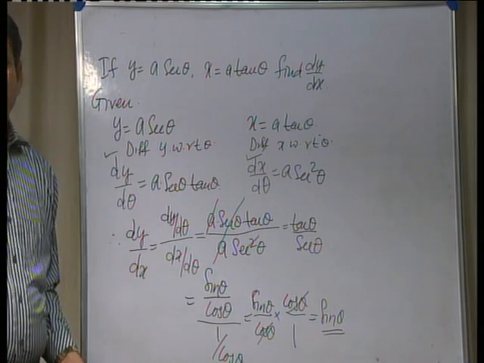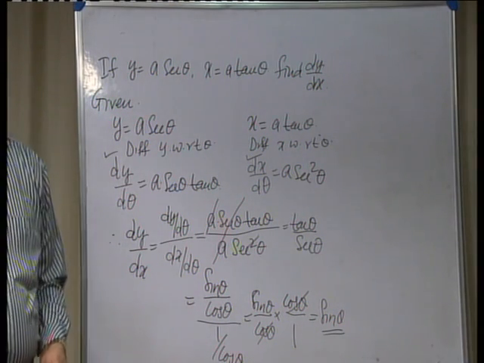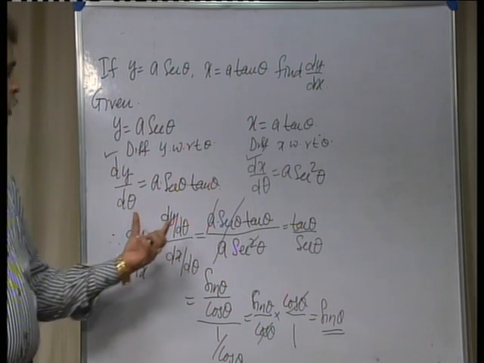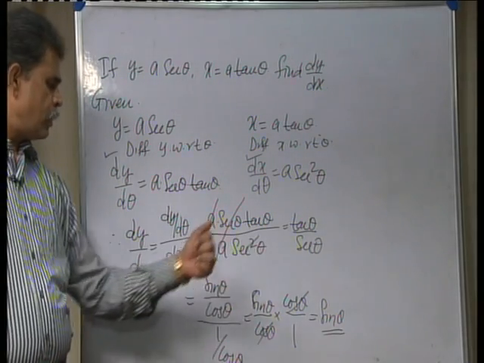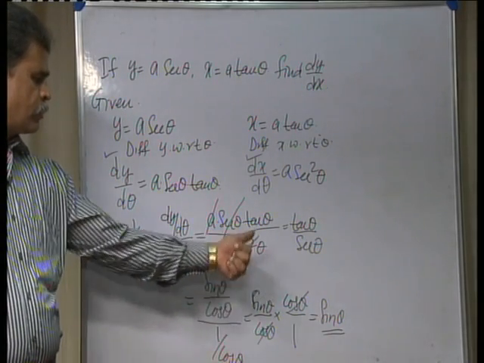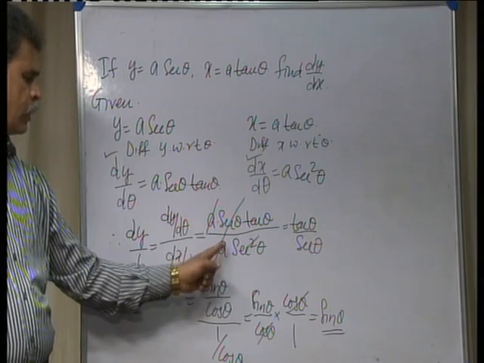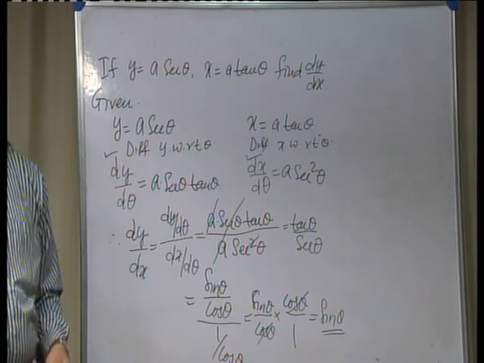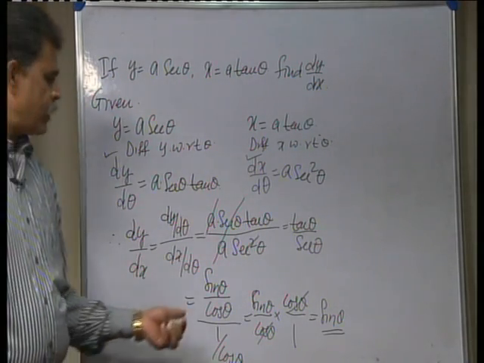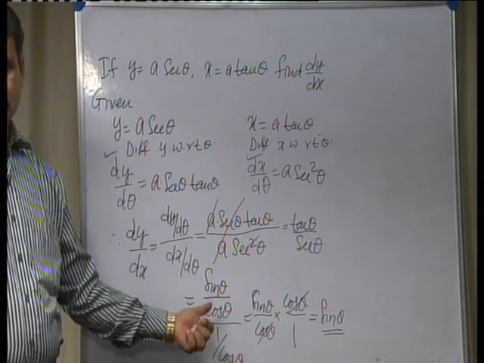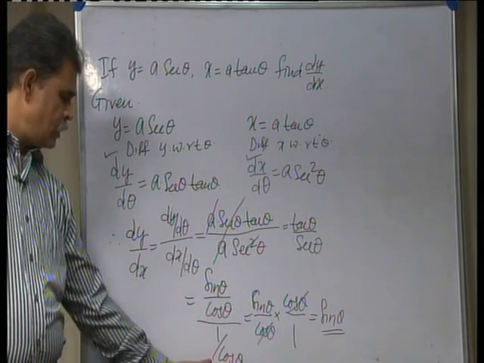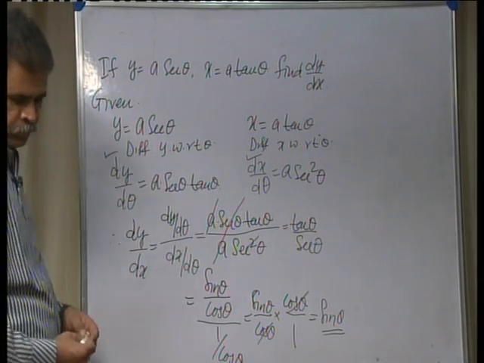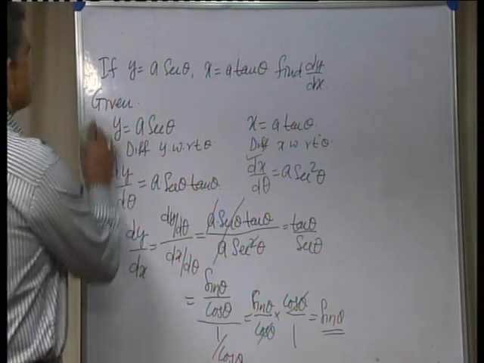Hence, dy by dx is equal to dy by d theta divided by dx by d theta. Hence, dy by d theta is a secant theta into tan theta, dx by d theta is a into secant square theta. You cancel a, secant and secant, and we will be getting tan theta by secant theta. Again it is to be further simplified by taking tan as sin theta by cos theta, secant theta as 1 by cos theta, cos cancels, and you will have sin theta as the answer. Next question.